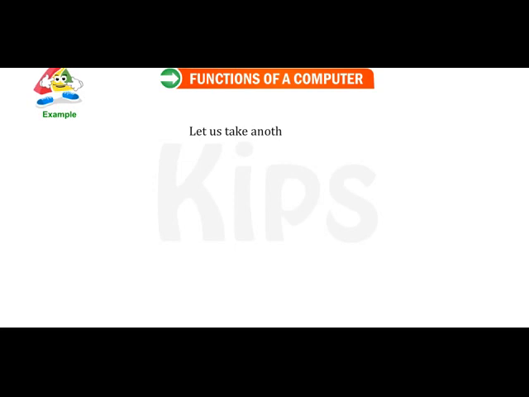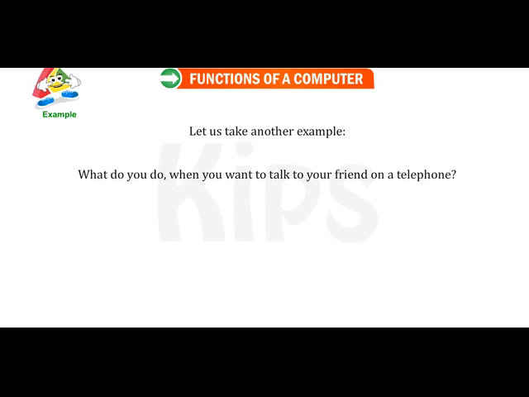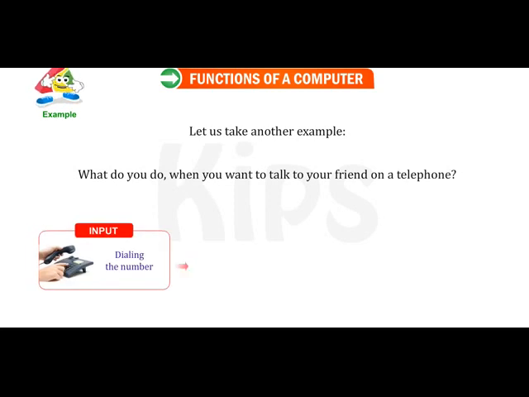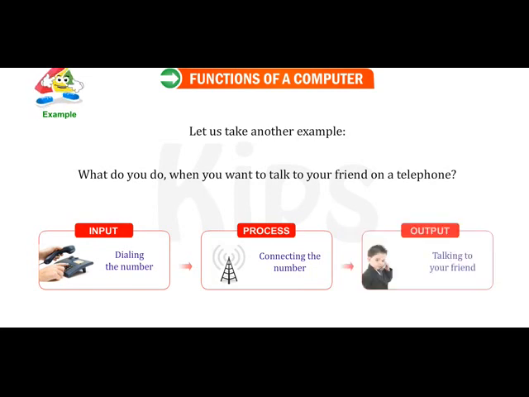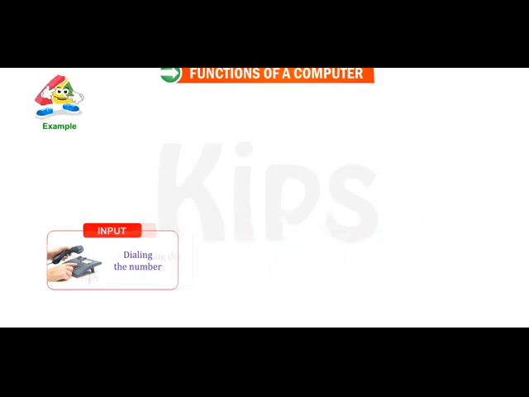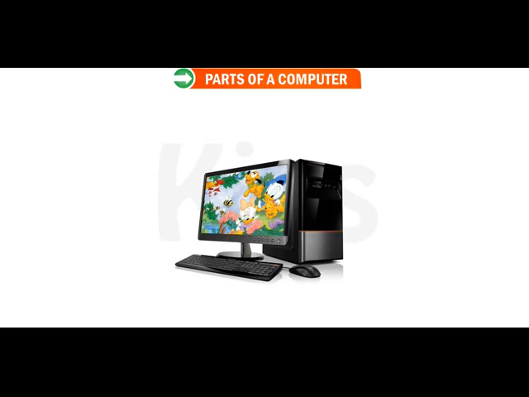Let us take another example. What do you do when you want to talk to your friend on a telephone? Input is dialing the number, process is connecting the number, and output will be talking to your friend. Now we shall discuss about parts of a computer. A computer has four main parts which help in performing the IPO cycle.